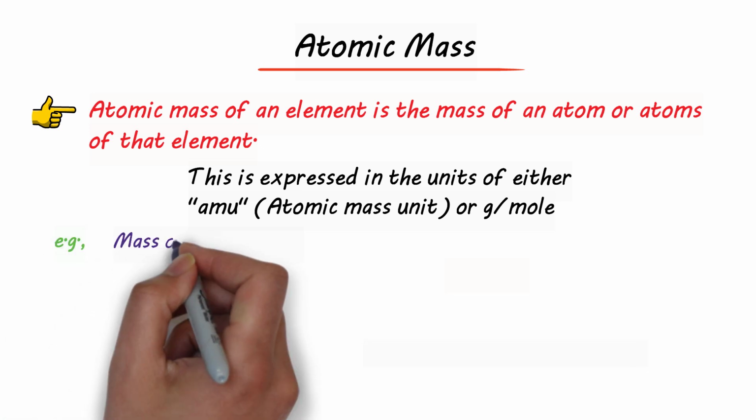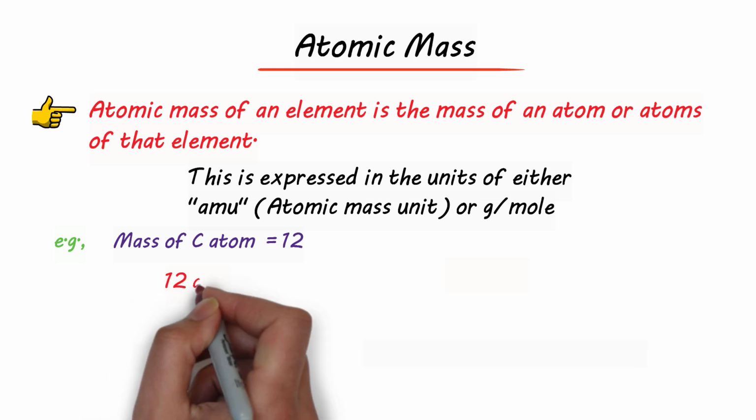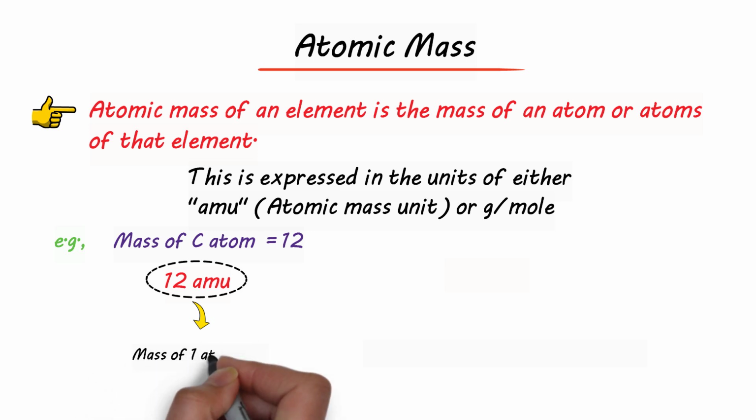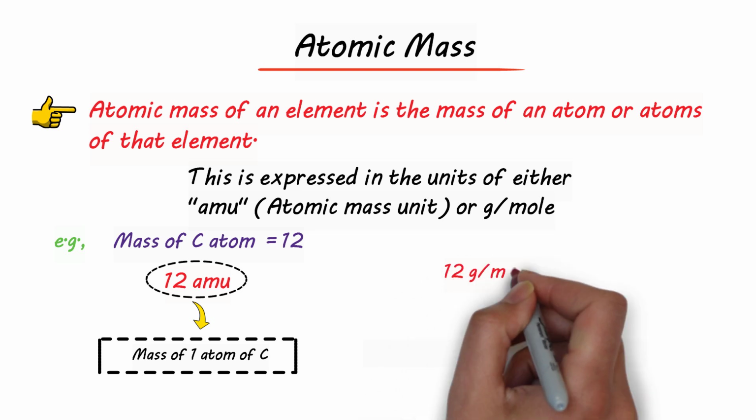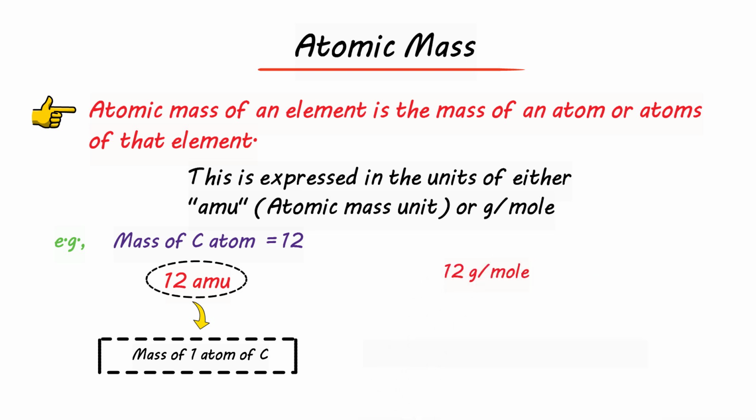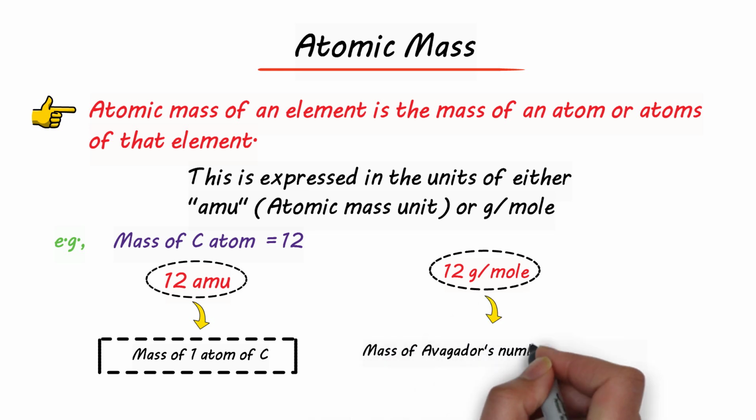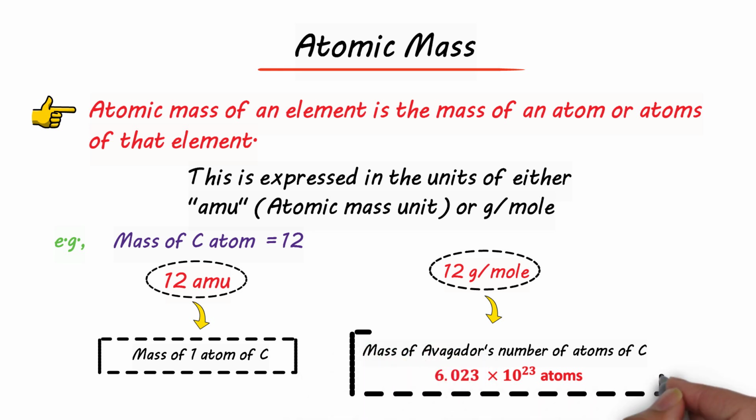For example, mass of carbon atom is equal to 12, which if expressed in the units of AMU, would represent mass of one atom of carbon. However, if it is expressed in the units of grams per mole, then it would represent mass of Avogadro's number of atoms of carbon, that is the mass of 6.023 into 10 raised power 23 atoms.